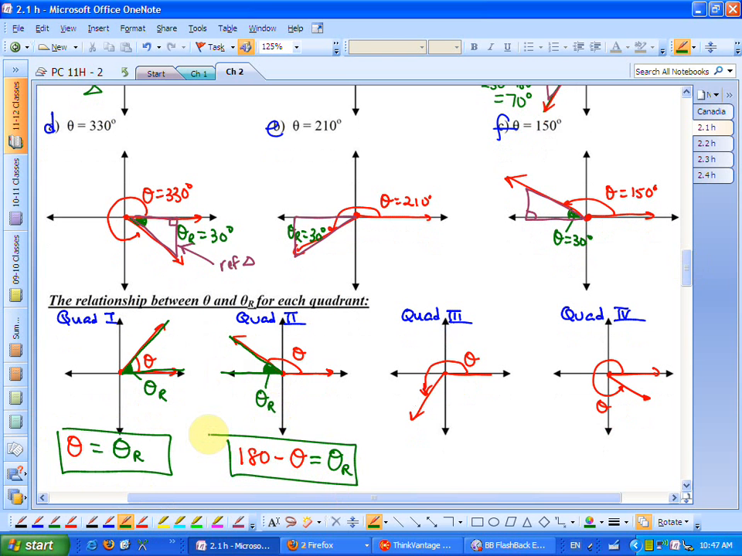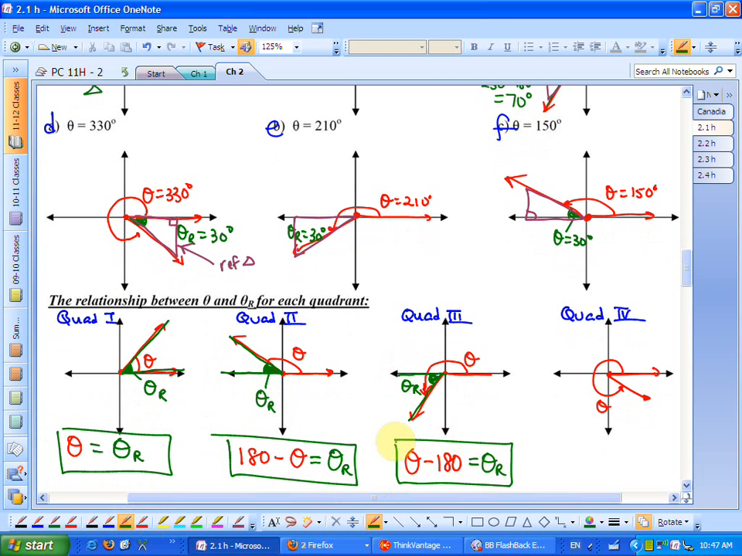We'll take a look at quadrant number 3 this time. Same thing. Here's my terminal arm. I'm going to use the negative side of the x-axis for theta r. And can someone help me out? How can I find theta r when I have theta in this case? Theta minus 180. Yes, loud and clear. So theta minus 180 equals theta r. Good.